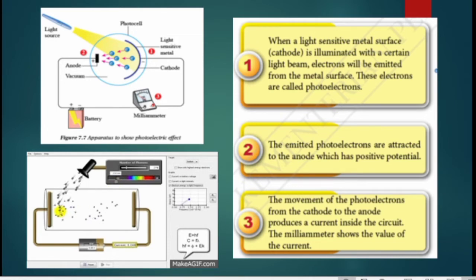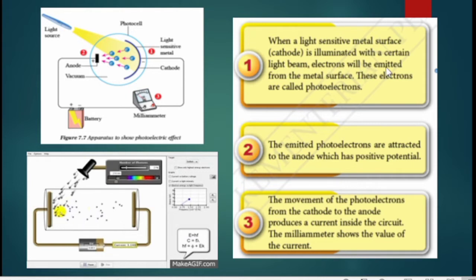This is a circuit that shows the photoelectric effect. It consists of a cathode, which is a light-sensitive metal, and an anode, which is connected to the positive terminal of the battery, and the cathode connected to the negative terminal of the battery. And there is a milliammeter to detect or measure current. Let's look at it one by one.